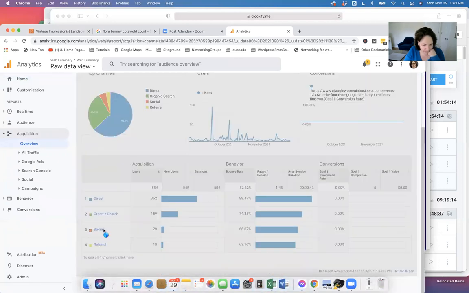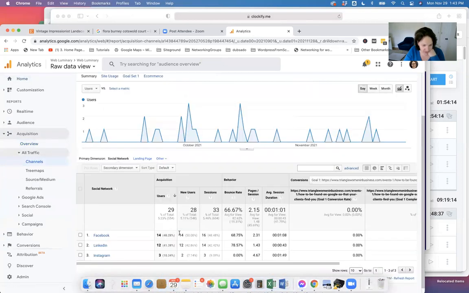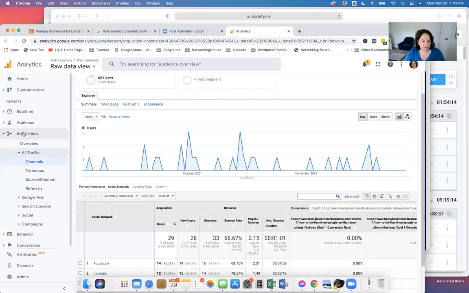Social media. If you click on social media, you'll see Facebook is actually number 1, LinkedIn number 2, Instagram. I get 3 people that come from Instagram. Actually, they're quality people. They looked at me for 4 pages. All right, well, maybe I need to do Instagram. So again, this is acquisition. So that's how they came in.